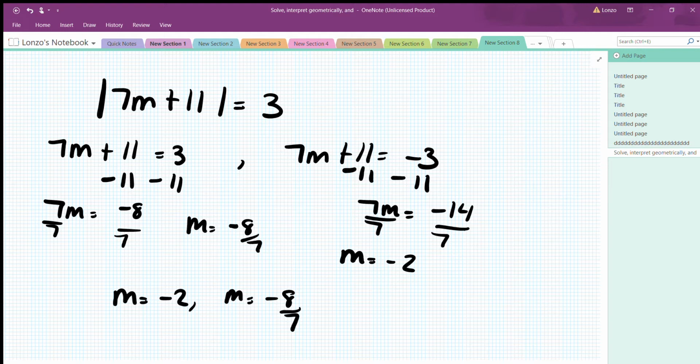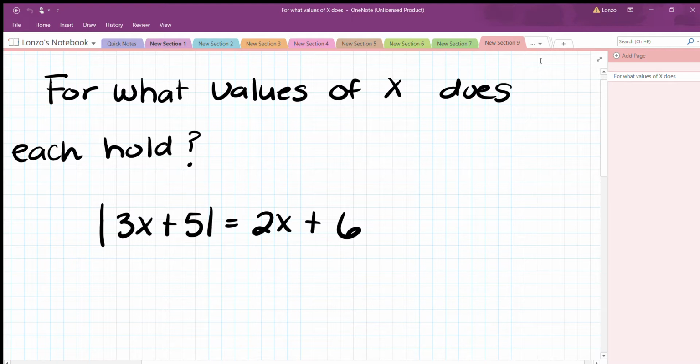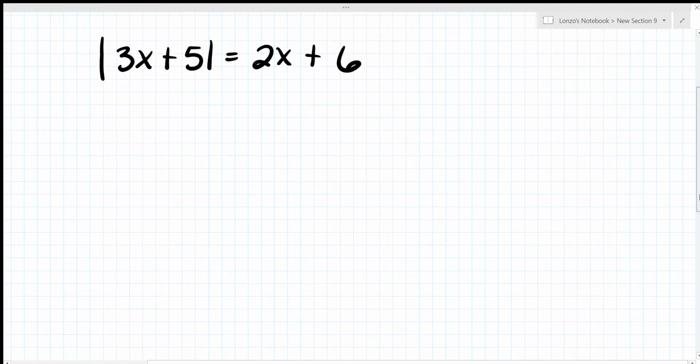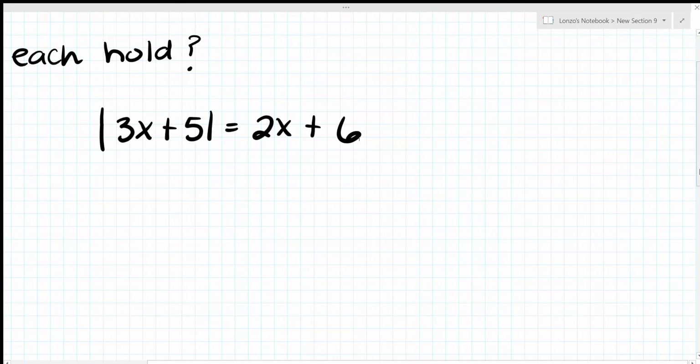My last problem says, for what values of x does each hold? This is one of those problems where you have an absolute value problem with two cases. But it's not hard. For a two-case absolute value problem, you're going to have to set it up. So we have the absolute value of 3x plus 5 equals 2x plus 6.